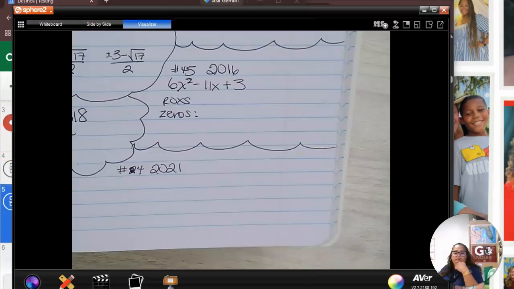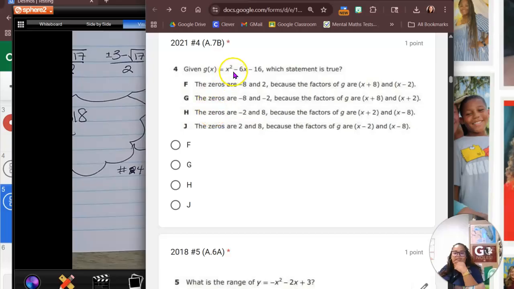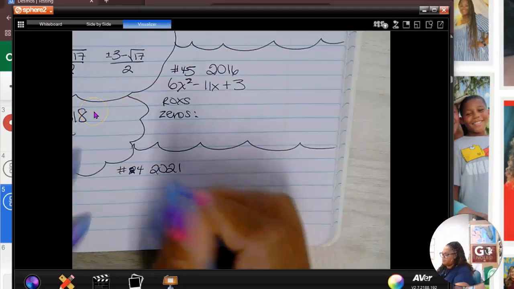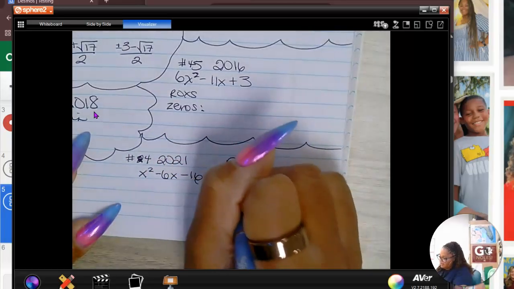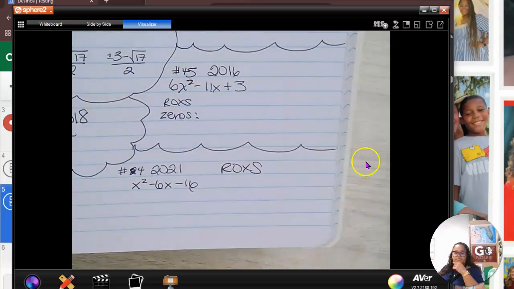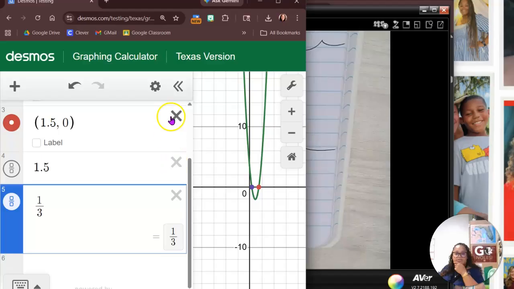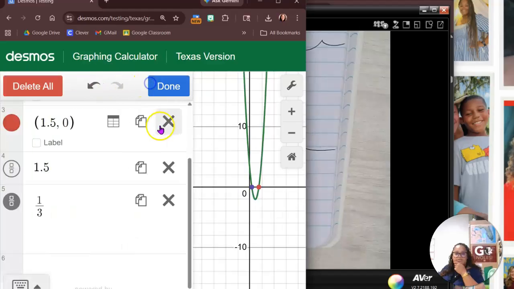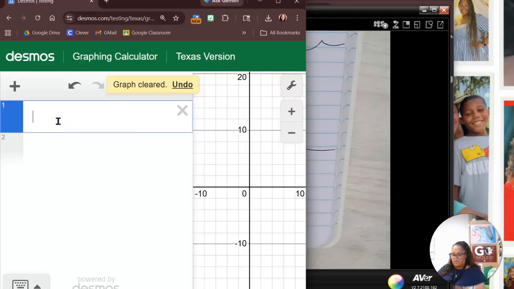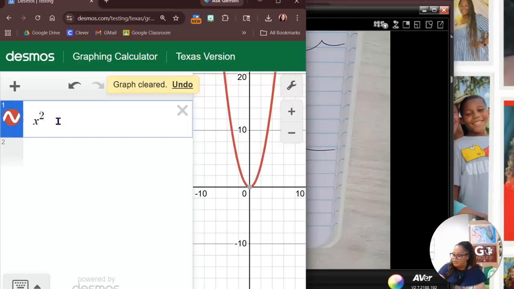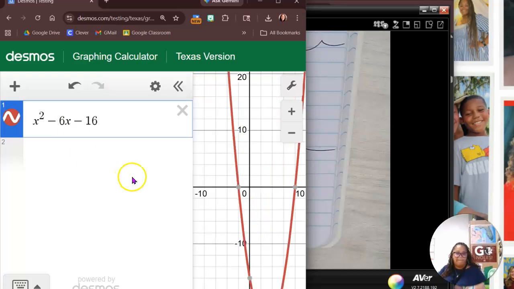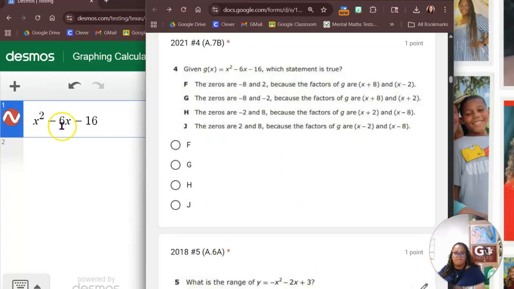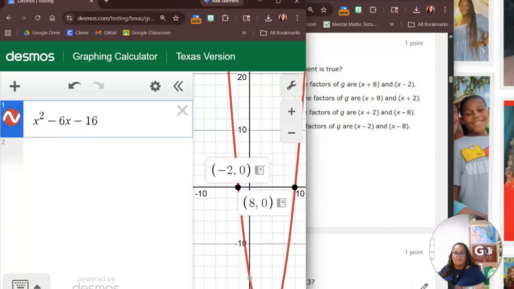Alright. X squared minus 6x minus 16. And then I need my roots, my zeros, my x-intercepts, all the things. Let's clear all of this out. Oopsies. Delete all. x squared minus 6x minus 16. -2 and 8.